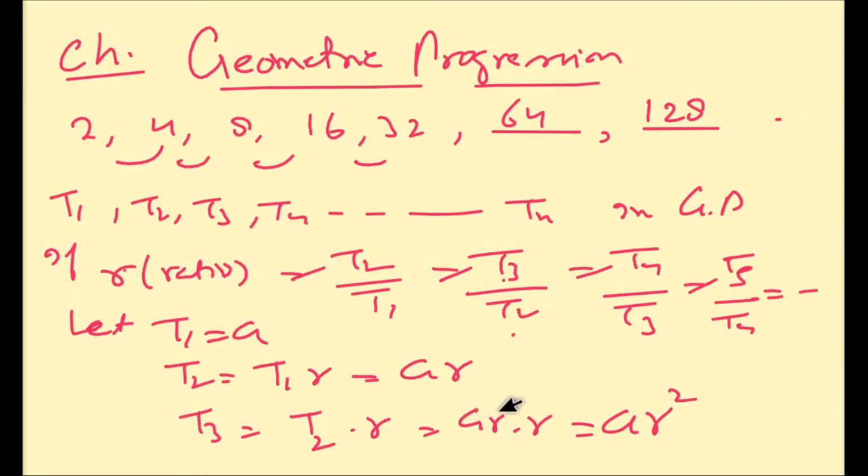In the exponent, the powers are added. You know the exponent; if you don't know the topic of exponents, you should learn the chapter on exponents. So AR square. Now we can say T4 equals T3 into R. T3 was AR square, into R, so we get AR cube.